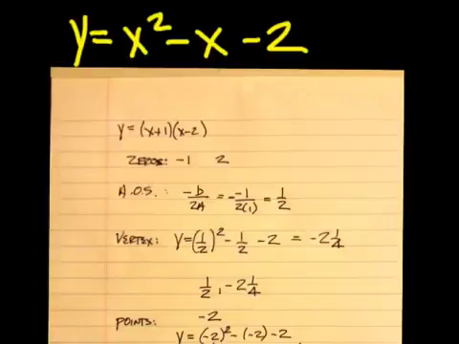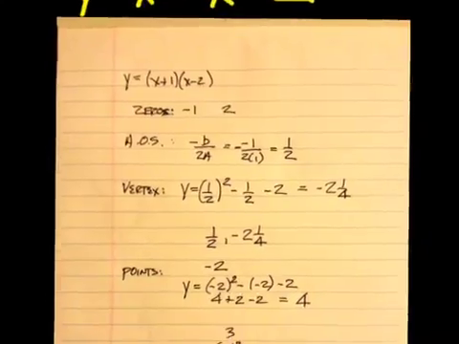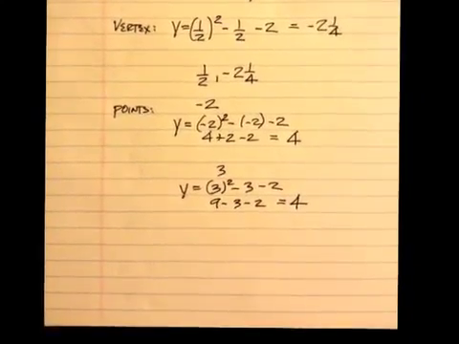Like we went over with the hints, you should have had a -1 and 2 for your zeros. Axis of symmetry is a half. Your vertex is 1/2 and -2 1/4. And the extra points I found are -2, 4, and 3, 4 that we can put on the graph. So we'll go to the graph paper next.